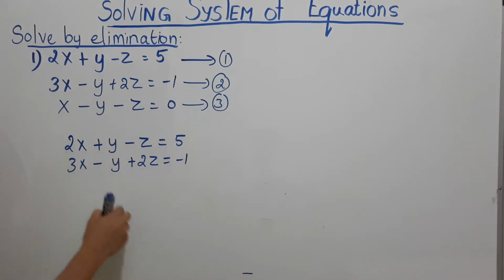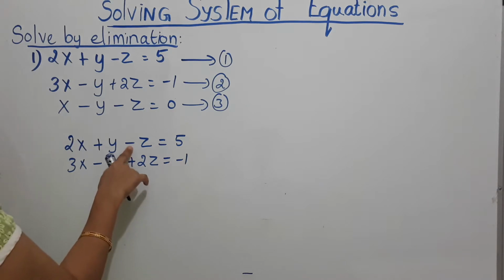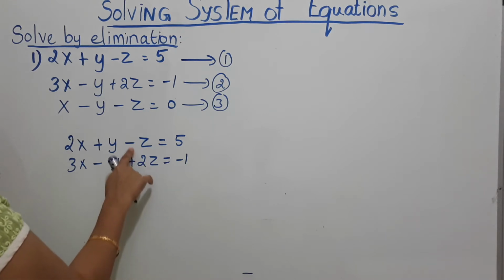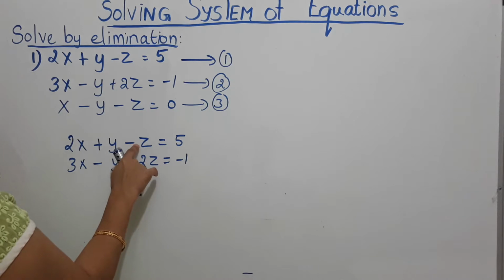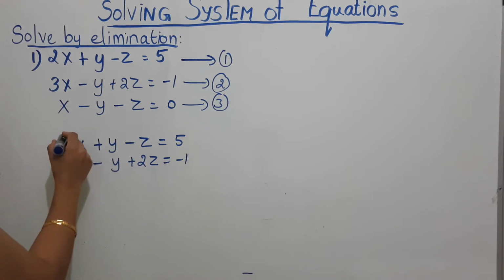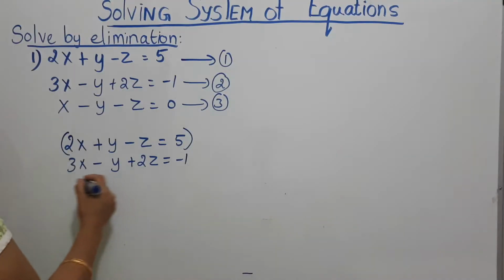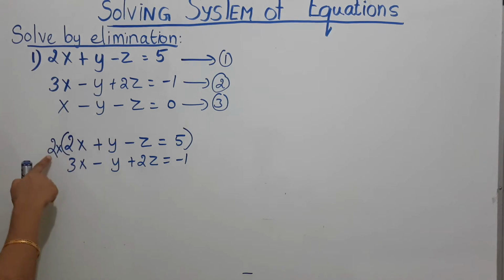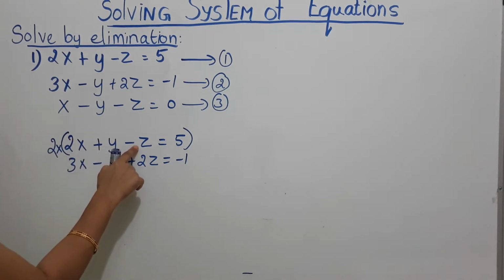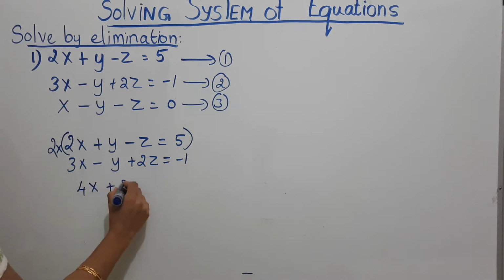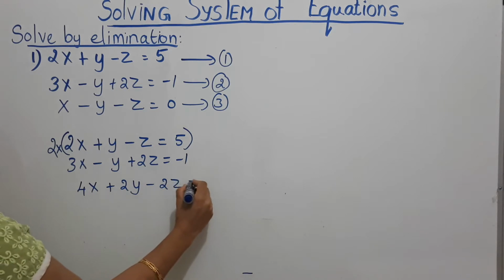To eliminate z, the terms must have opposite signs and also the same coefficients. Here they have opposite signs but different coefficients, since this is just z and this is 2z. So you have to multiply the first equation by 2 so that you will get 2z also. 2 times 2x is 4x plus 2y minus 2z equals 10.